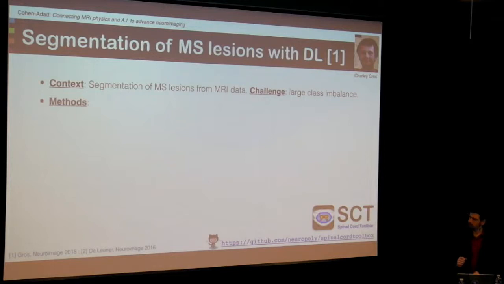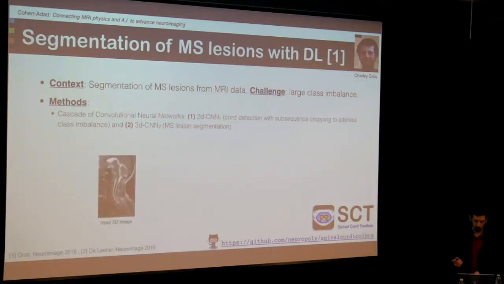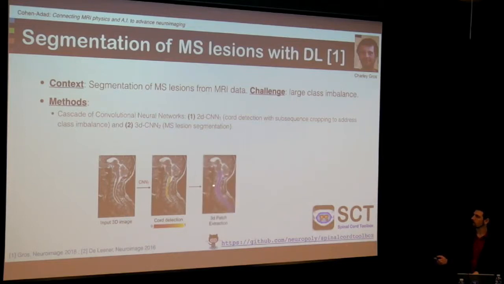So in order to address that, we did basically a cascade of convolutional neural networks. The first convolutional neural network dealt with finding where the spinal cord center line is. And once we identify where the spinal cord is, we basically extract 3D patches around the region of interest where we know lesions are going to be located. We don't expect lesions to be located in the muscles or in the bones. We do expect lesions in the central nervous system. And once we extract those patches, then we can train a model that is better balanced and performs better.